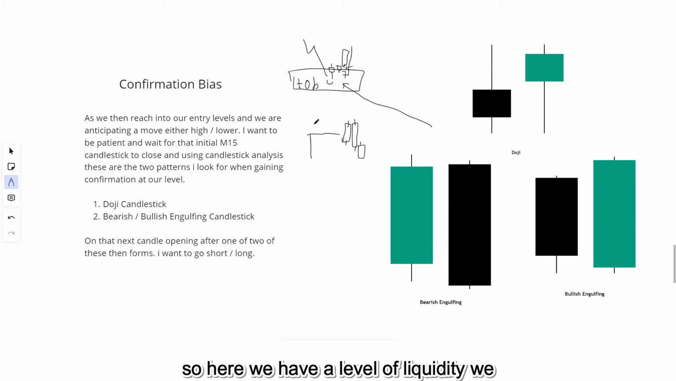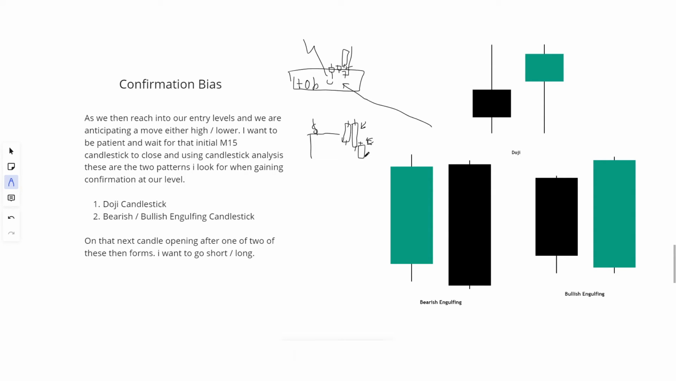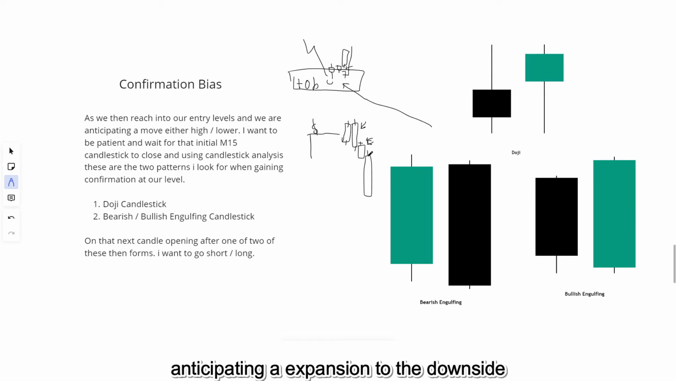So here we have a level of liquidity. We then reach up into that level of liquidity, take that liquidity pool out, and then we get this bearish engulfing candlestick. As we close here on the M15 with that bearish engulfing candlestick, on the next candle opening, or at the highs, I want to then go short inside of the marketplace, anticipating an expansion to the downside after that liquidity sweep. This is how I'd use the bullish and or bearish engulfing candlestick analysis when it comes to liquidity sweeps and gaining confirmation.